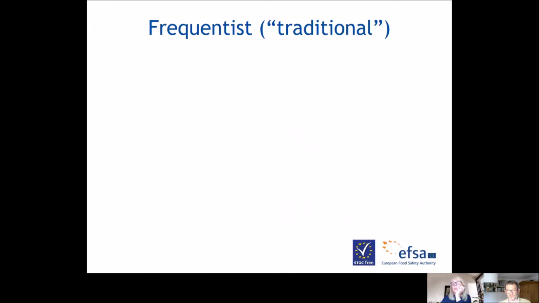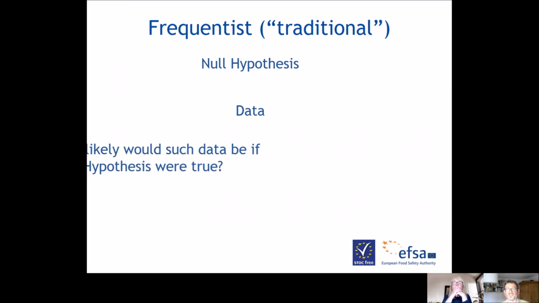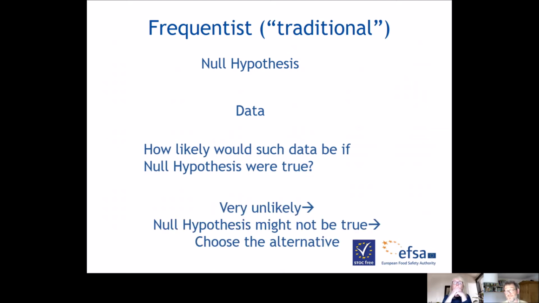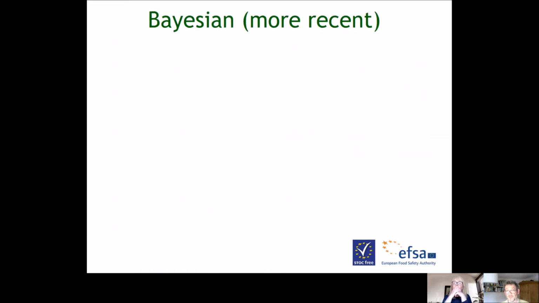The frequentist or traditional approach to statistics starts off with a null hypothesis, and then we take data and we work out how unlikely those data would be had the null hypothesis been true. And if we decide that it would be very unlikely to get such data, then we go back and we reject the null hypothesis and choose the alternative to that.